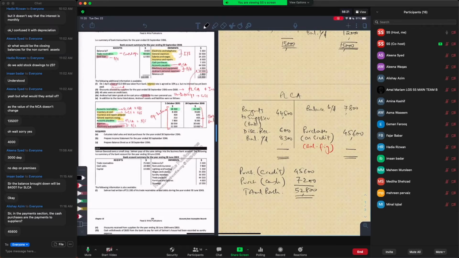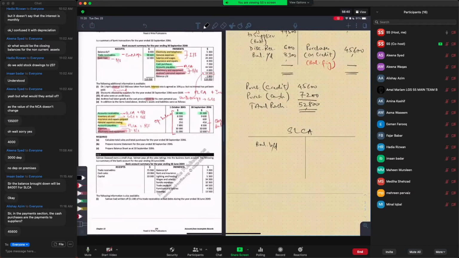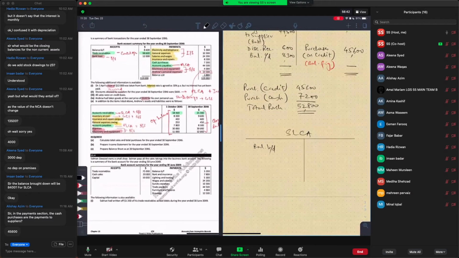So similarly, we can make the control account now for sales ledger. So sales ledger control account, right? So sales ledger control account, the opening balance is going to be on the debit side. And where do we find the opening balance? There you see the opening balance here.